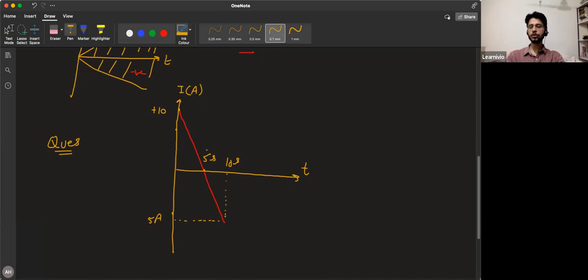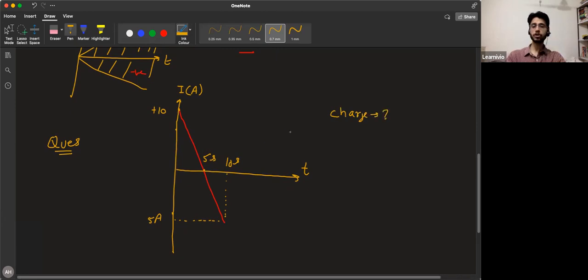You're supposed to calculate charge, and not just charge, but also average current. So, Saifullah, how to calculate charge using this graph? Sir, area. Just take the area under the graph. So this area under the graph will give you charge.